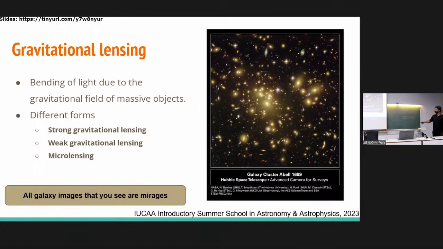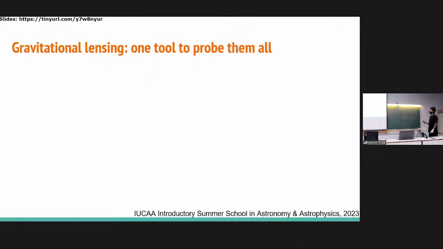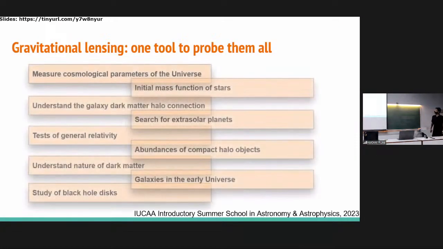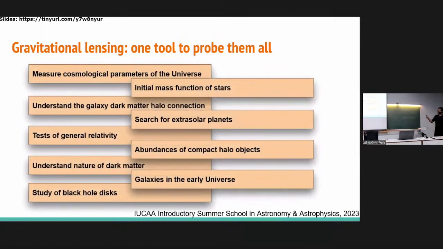So there are different forms of gravitational lensing, and you can use these different forms in order to learn about the universe. So let's look at what are the things that you can do. It's kind of one tool to measure a lot of things.